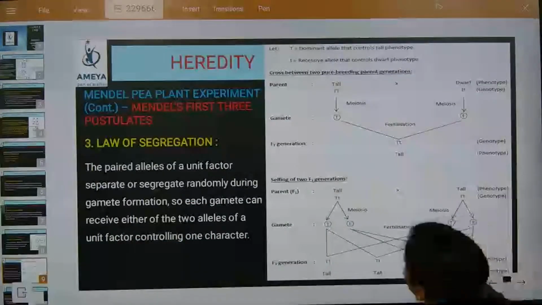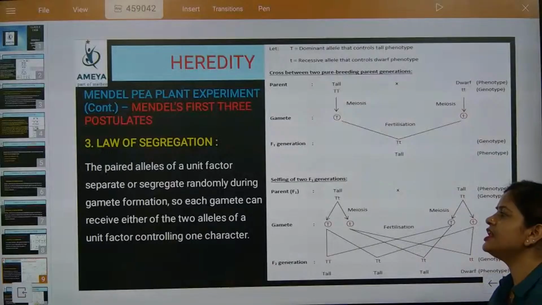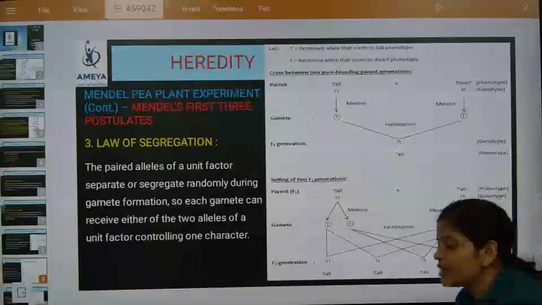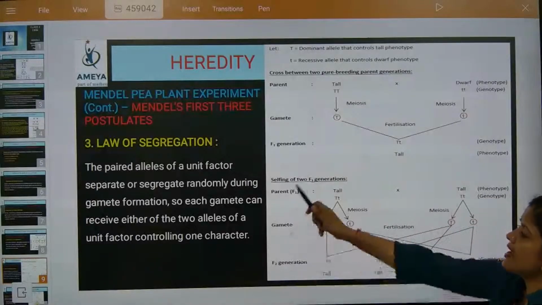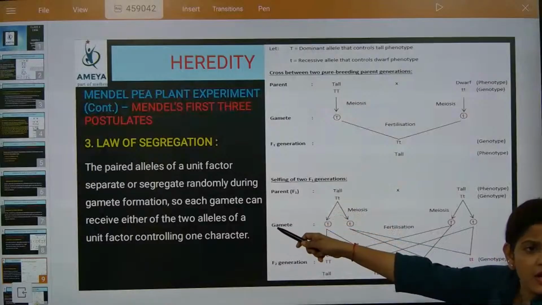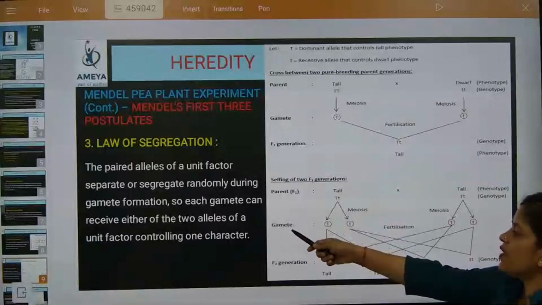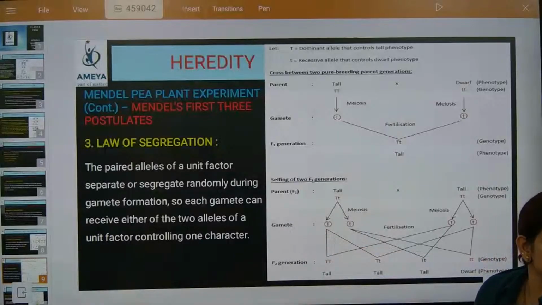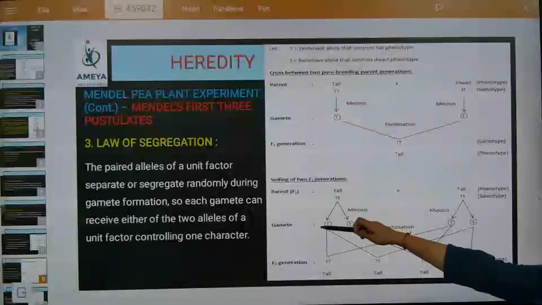Now next one, the law of segregation. What is the meaning of law of segregation? You need to understand this law is very important. Note down about law of segregation. The paired alleles of a unit factor separate or segregate randomly during gamete formation. So each gamete can receive either one of the two alleles of a unit factor controlling one character. Definitely, beta, this is the most important part, note down.